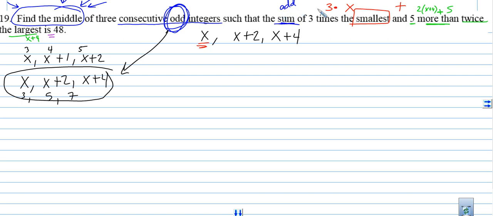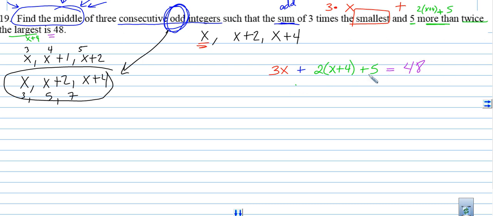So now let's take all that and combine it together. We're adding the 3x, 3 times x is 3x. And, which is our adding, I guess we can do that in blue. We're adding 2, or twice the largest, so 2 times x plus 4, plus 5, because that's 5 more than that. "Is" means equals 48. So this is our equation. Now you just forget about everything else.